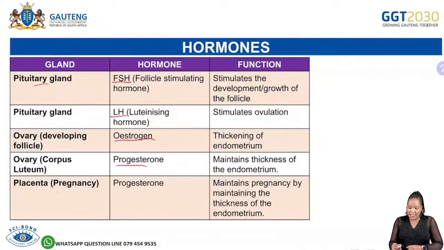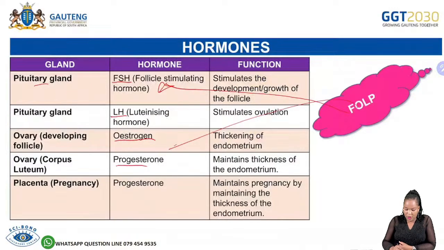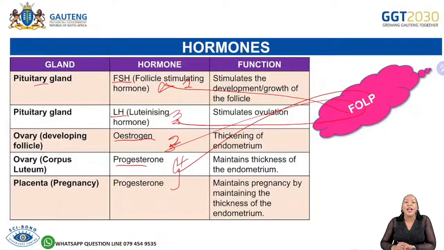So we can summarize them as FOLP. FOLP, if you can follow this acronym, please write it somewhere. F stands for FSH. O stands for estrogen. So this will be your second hormone. This will be your first hormone. L stands for luteinizing hormone, which is number 3. And then the last hormone being progesterone, hormone number 4.